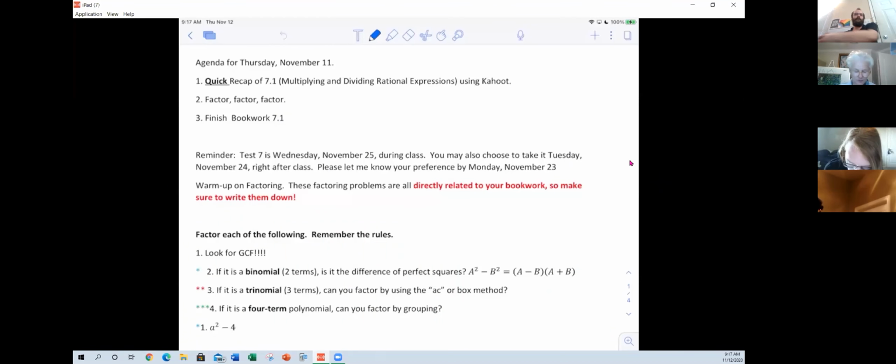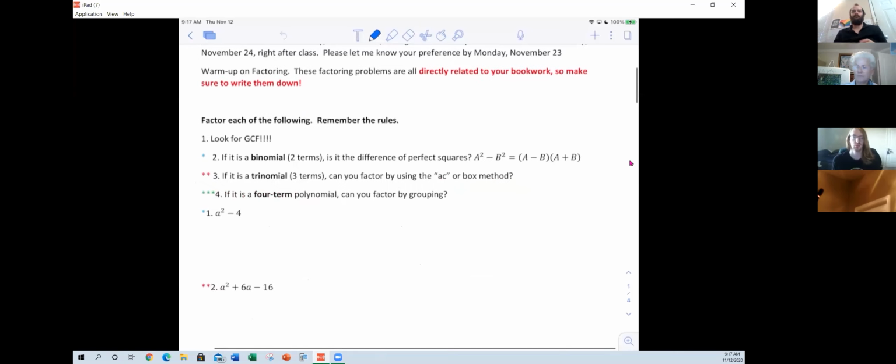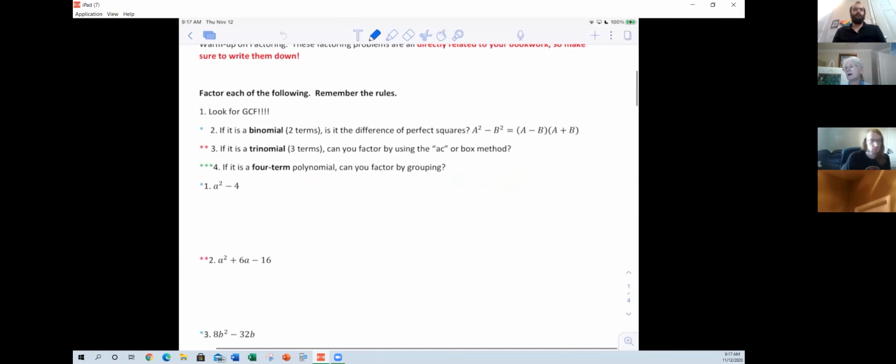All right, so what we're going to do to start out with is do all the factoring that is going to be involved in solving these problems. And then once we've done that, we'll go back and actually solve the problems. So remember that when we're factoring, the first thing you always want to do is look for GCF. Then if it's a binomial, ask yourself, is it the difference of perfect squares? And if it is, go ahead and factor it that way. And if it's not, you're through.